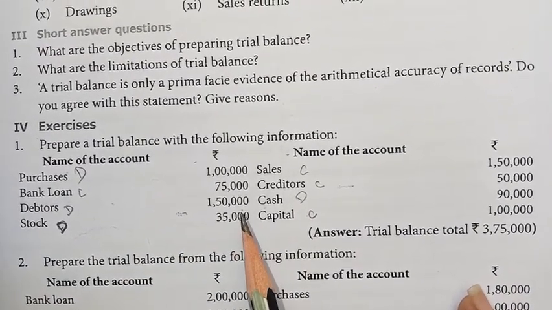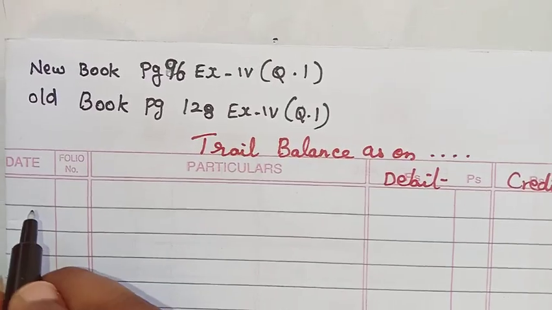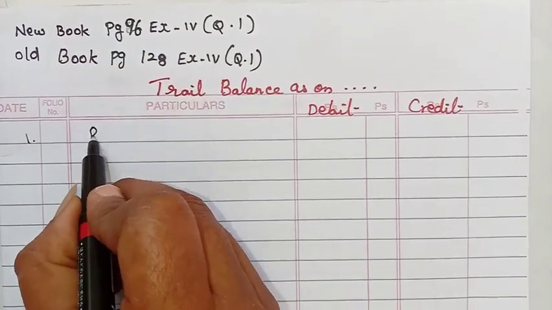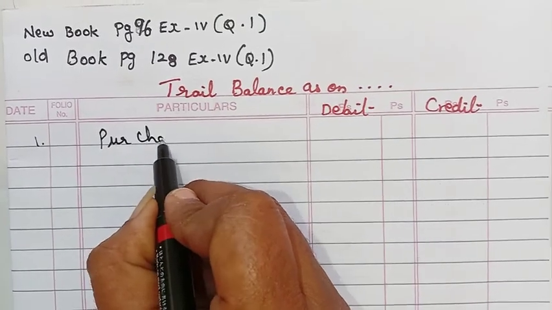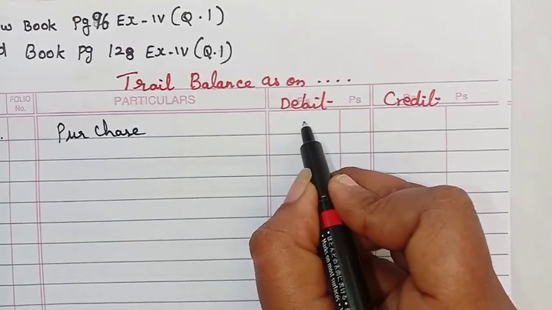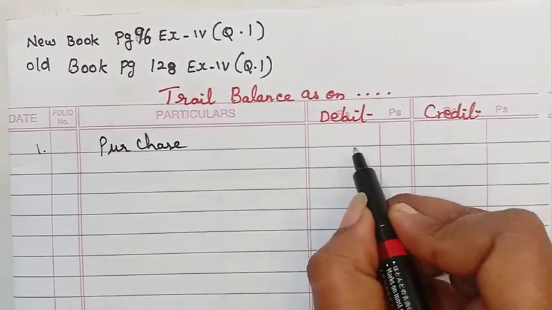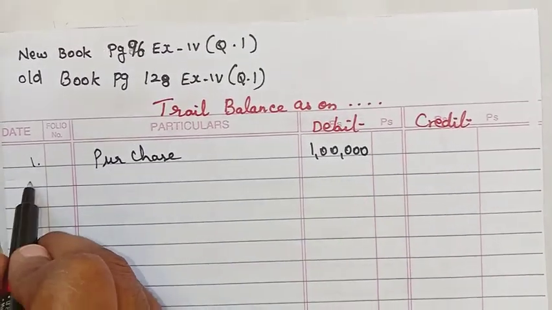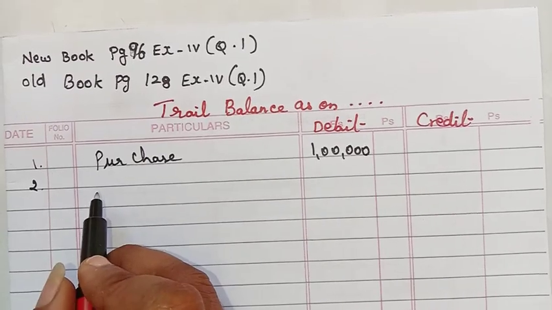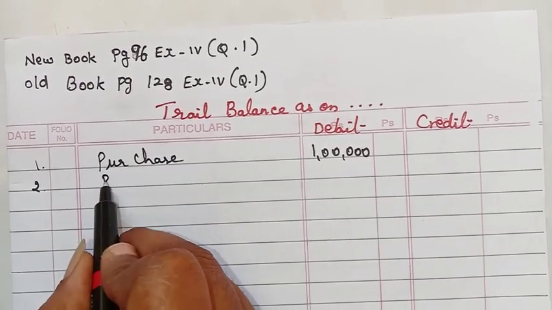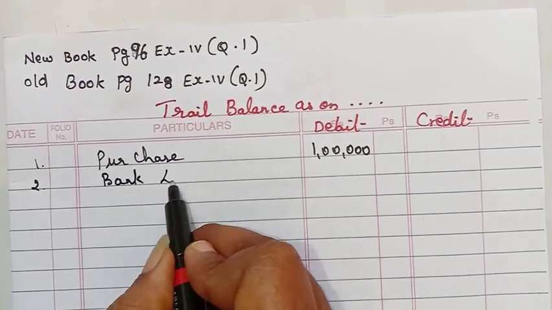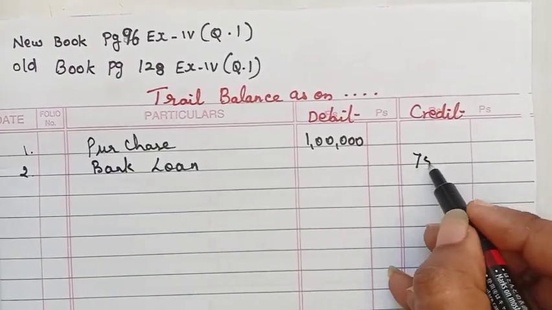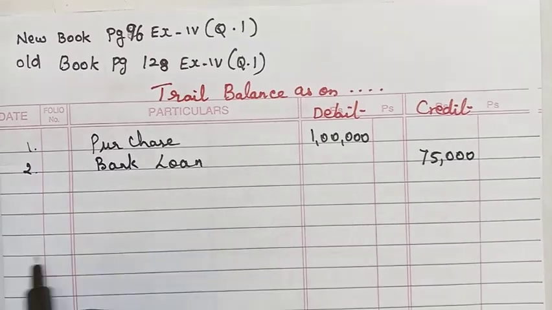So shall we start? We'll start with number 1. What is there? Purchase. See, this is the debit column, this is the credit column. Write in the debit column 1 lakh. Next, number 2, what is there? It is a bank loan. Bank loan will come in the credit side, you have to write it as 75,000.